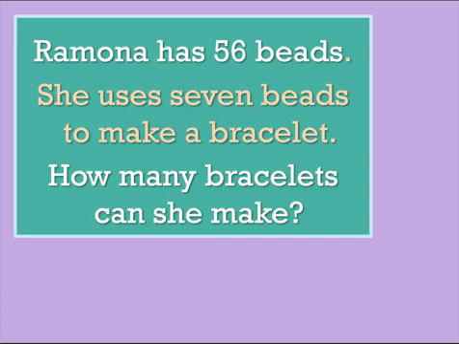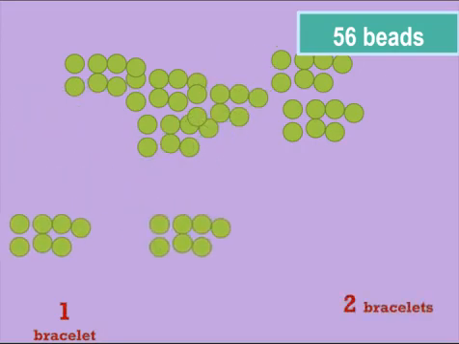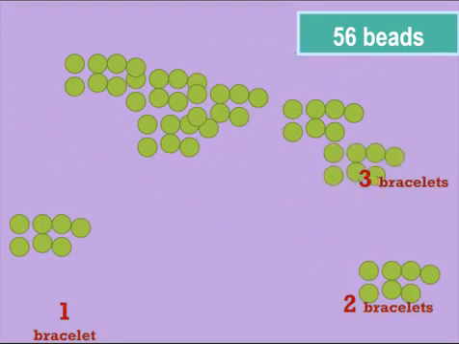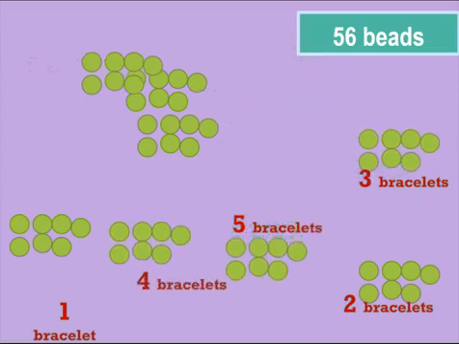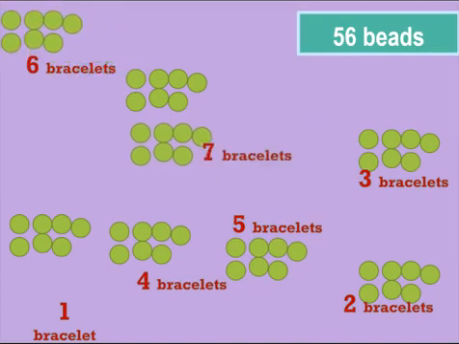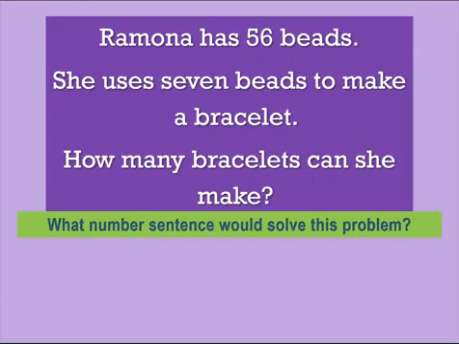All right, Ramona has 56 beads. She uses 7 beads to make a bracelet. How many bracelets can she make? So here are her 56 beads. She's going to pull groups of 7 to see how many bracelets she can make. Eight bracelets. Awesome.